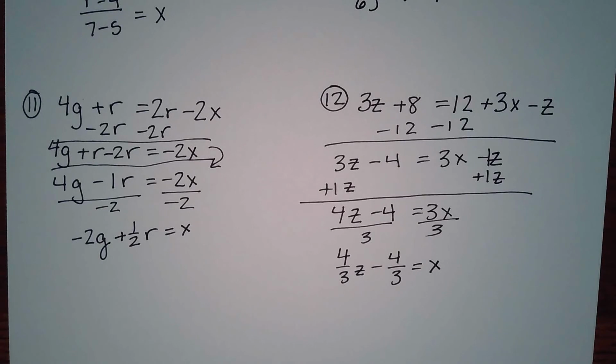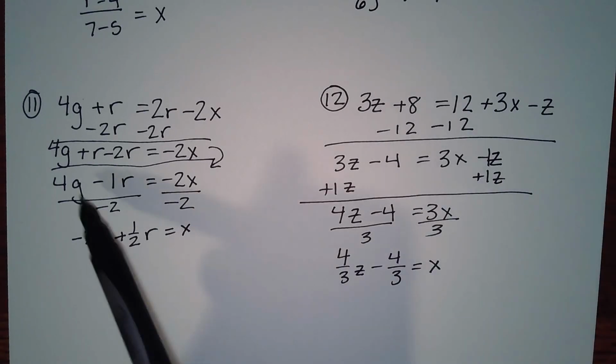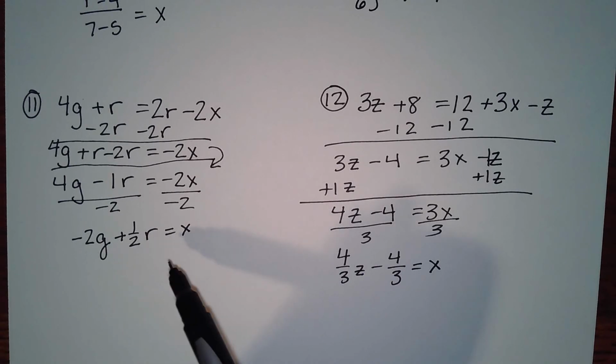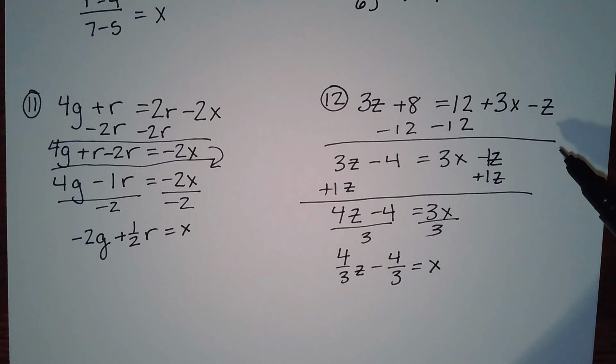Now divide everybody by negative 2. Which, as you notice, I showed it like this, but then actually took it and went down here. So negative 2g plus 1/2 r equals x. On this side, I think this was easier than it looked.